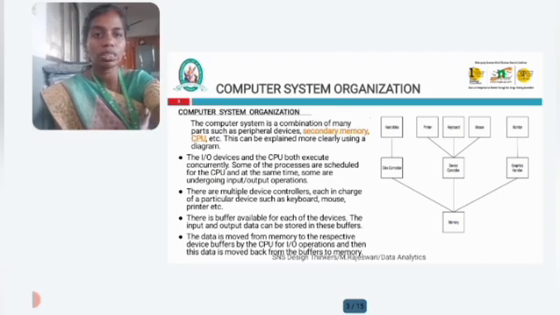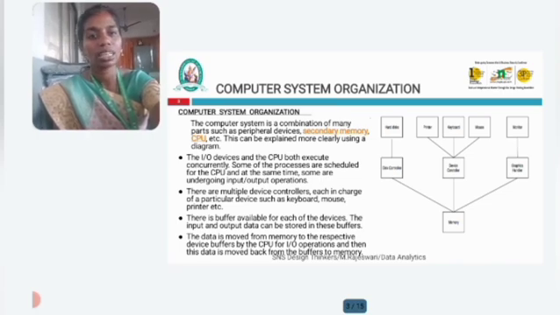The next component is the buffer available for each of the devices. A buffer is a memory, a temporary storage. It is available for each and every device for storing its data. The input and output data can be stored in these buffers. The data is moved from memory to the respective device buffers by the CPU for input output operations, and then this data is moved back from the buffers to the memory. So that's all about the computer system organization.